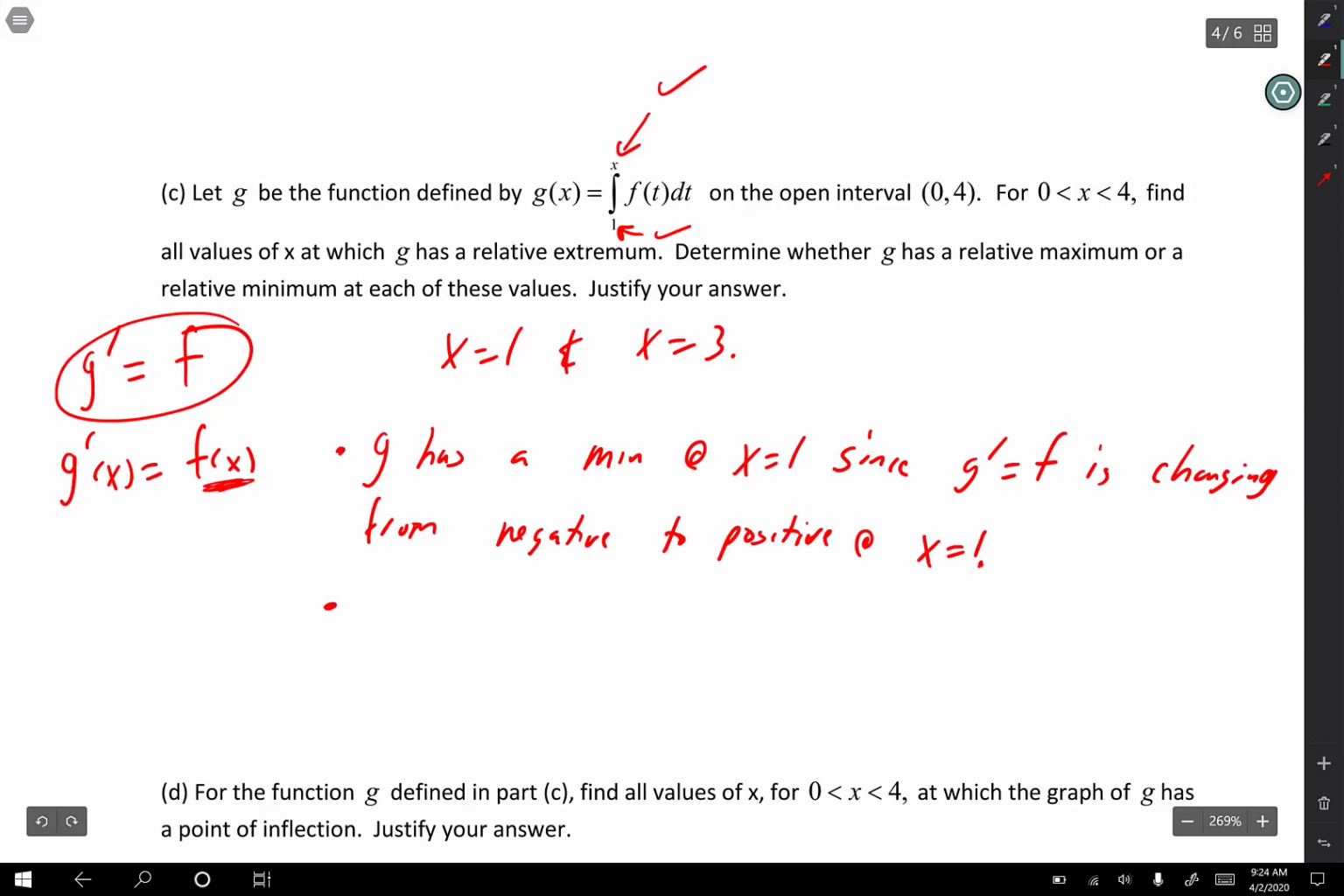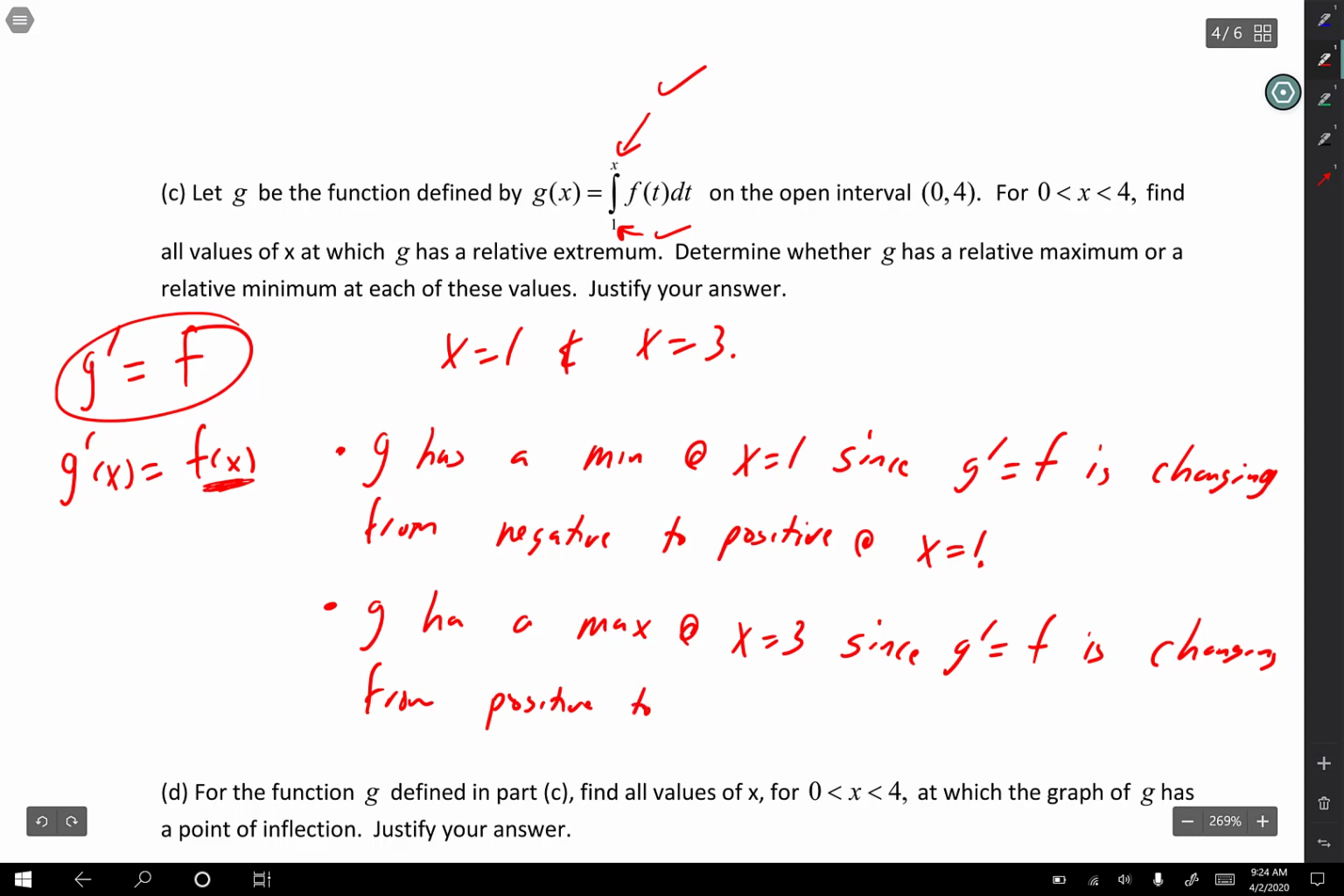Well, not yet. Now let's talk about 3. G has a max at x equals 3 since g prime, which equals f, is changing from positive to negative at x equals 3.